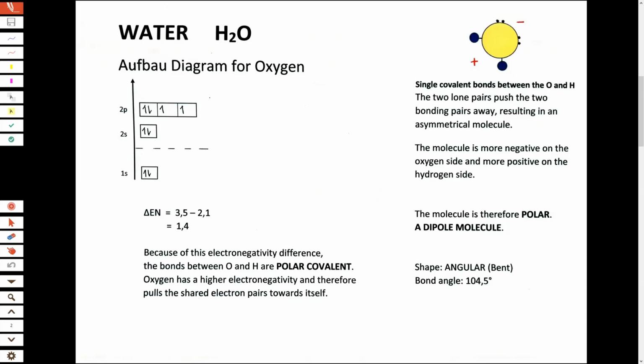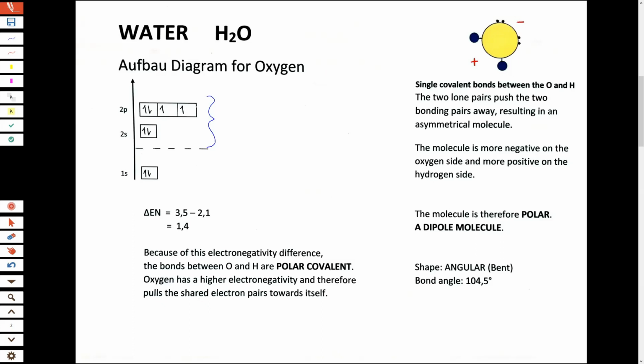If we fill the Aufbau diagram, we would start with putting 2 electrons in the 1s orbital, then 2 electrons in the 2s orbital, and then we go 1, 1, 1, and then we start again with the 8th electron. So there are 2, 4, 6, 7, 8 electrons. 8 electrons in an oxygen atom. Oxygen is in group 6, so it has 6 valence electrons.